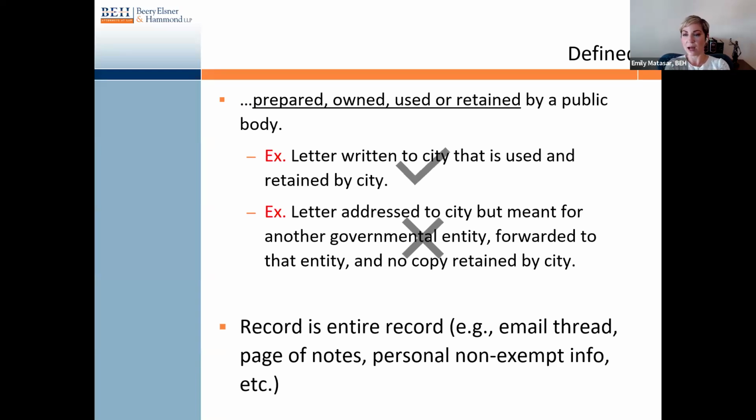And you cannot, and I'll talk about this more later, redact for lack of responsiveness. You have to rely on an exemption in order to withhold or redact records. So even if it's not responsive to the request, if it's in the record, it's the entire record and you must produce it. The moral of the story is keep personal stuff on your personal accounts and start a new thread, especially for sensitive matters.